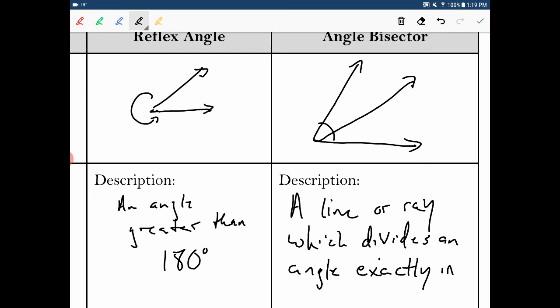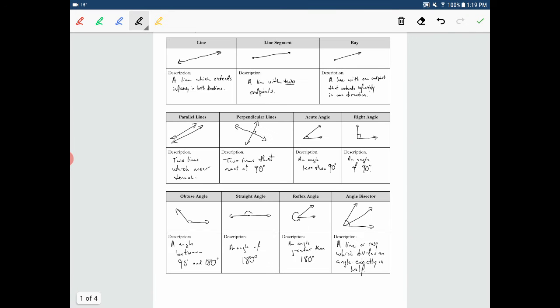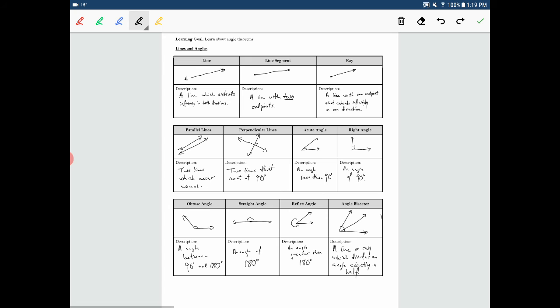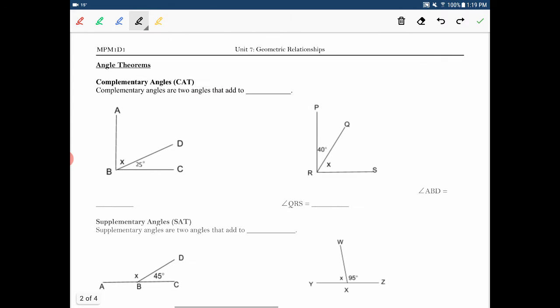Exactly in half. All right, well, there we go. Not bad. I think that, oh no, that's not it. There's still more. Whoops, and I'm just going to, if I can figure out how to switch to the next page, oh, there we go. All right, so let's talk about the actual angle theorems.